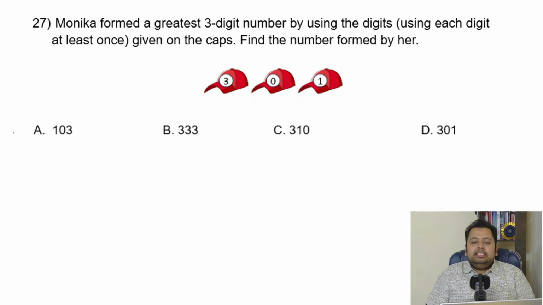Monica formed a three-digit number by using the digits given on the caps. Find the number formed by her, right? So all digits have to be used once. Monica formed the greatest three-digit number possible. So how would you make the greatest three-digit number? You have to put the highest number in the hundreds place, then the second highest number in the tens place, the third highest in the ones place. Simple. Pause the video, solve it first, and then look at the solution.